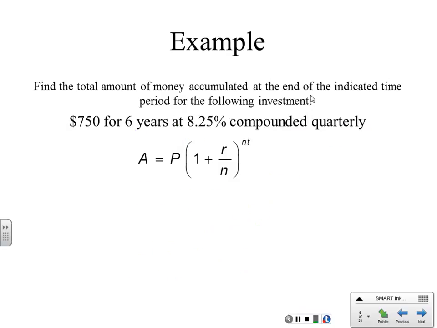Okay, so this time we're going to invest $750, so there's your principal. For 6 years, that's your time. And 8.25% as a decimal is going to be 0.0825. Compounding quarterly, that's your N. That's going to be 4.